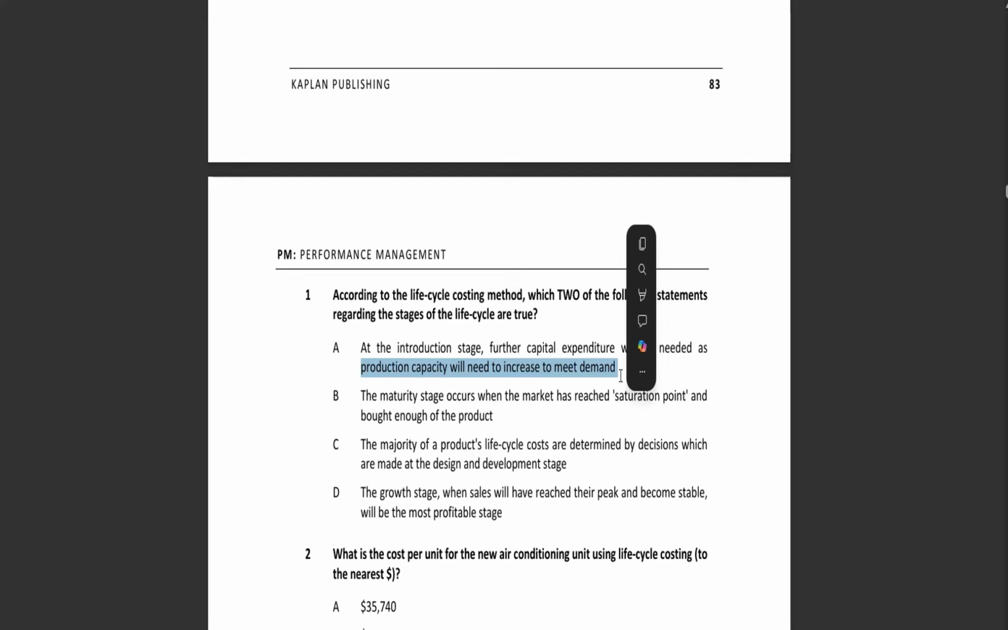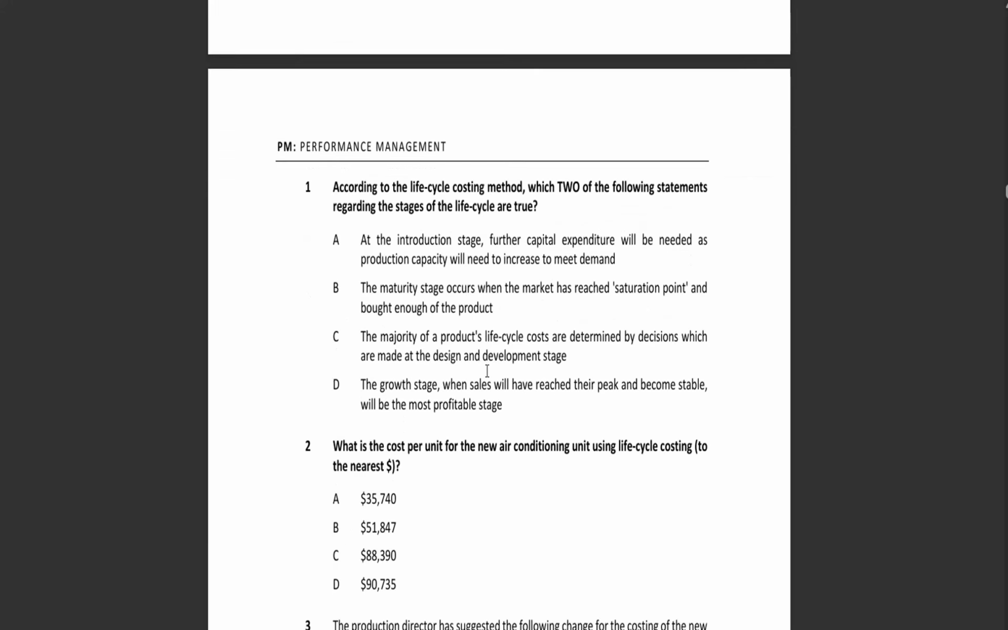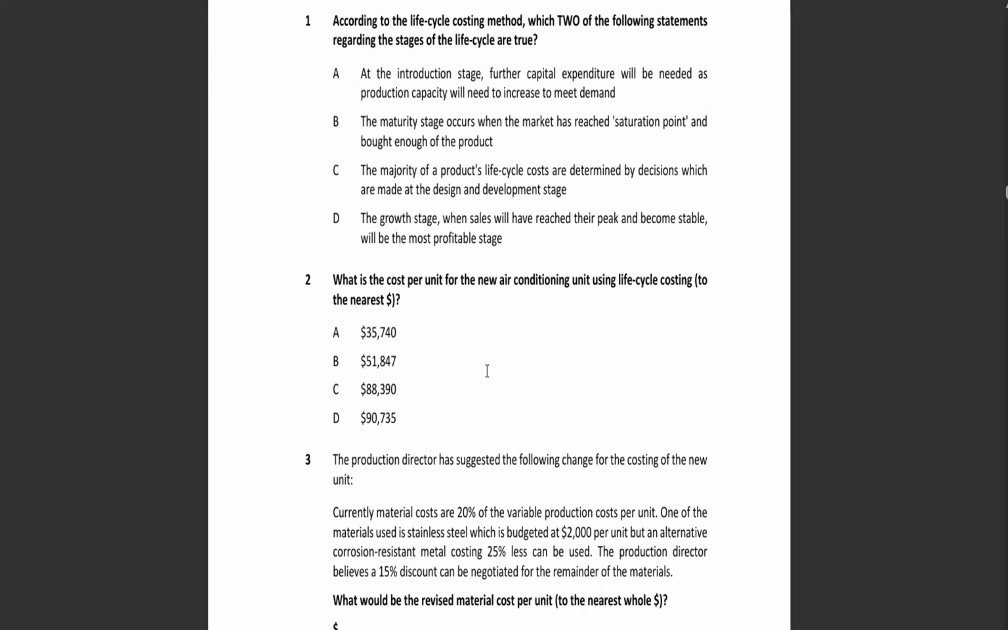इनिशियल लेवल पे हम लोग को सोचना पड़ेगा फ्यूचर में कितना डिमांड होगा, वैसे ही मशीन परचेज करेंगे एंड देयर कैपेसिटी एज वेल. So that's why A and C is correct here. Now B.